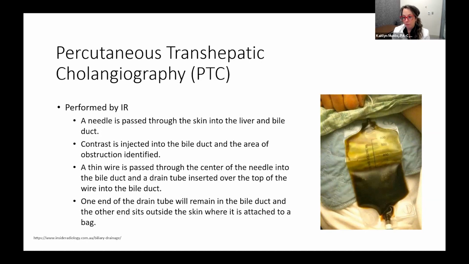This is a picture of a biliary bag here, and that's what bile looks like. It's that dark motor oil colored appearance. A question that we often get from patients, they'll call because they're concerned that the bile maybe changed color or something like that. That's normal. This can range from yellow to green to brown. So those are things to expect if you're potentially having a biliary drain in place.